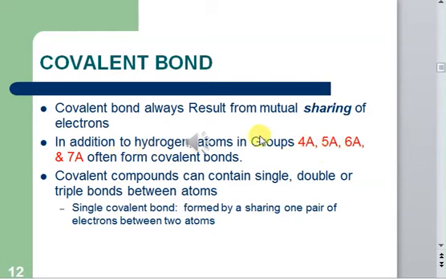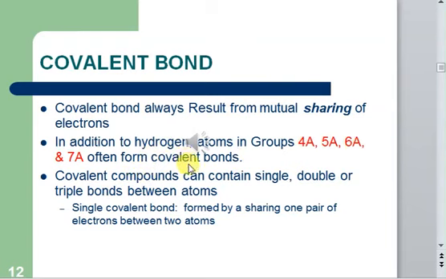So hydrogen also forms covalent bonds. Whenever you have a non-metal from group number 6A or 7A and a metal, we always get an ionic bond. But when you are looking for a covalent bond, you have to go for atoms like hydrogen and atoms from groups 4A, 5A, 6A and 7A. So these atoms together form covalent bonds.